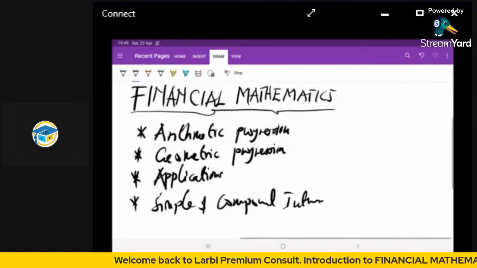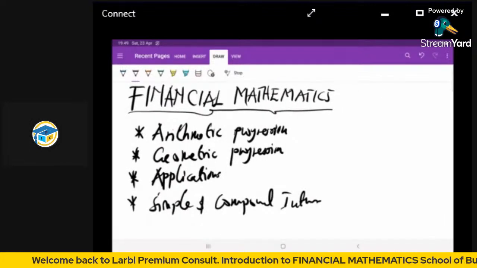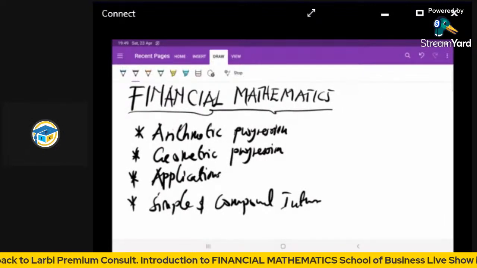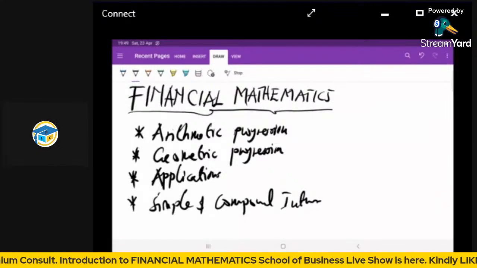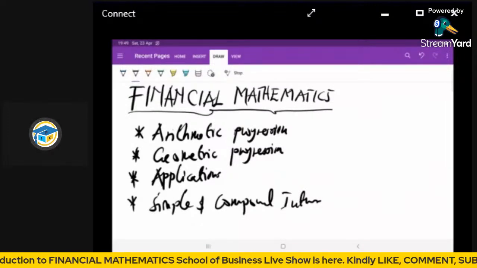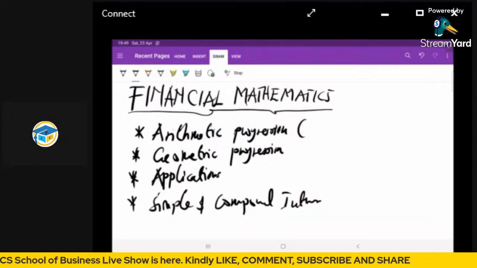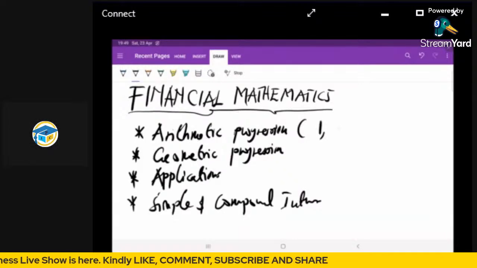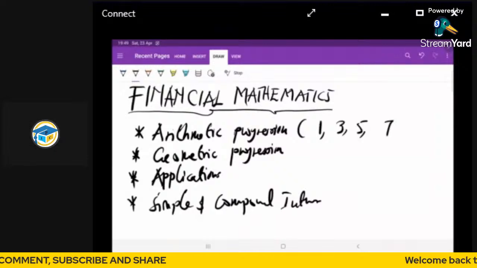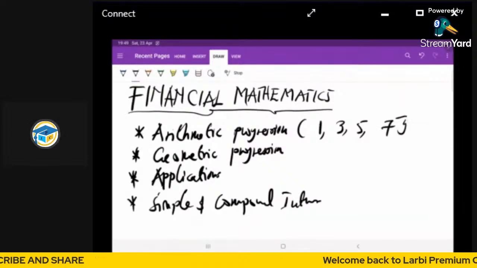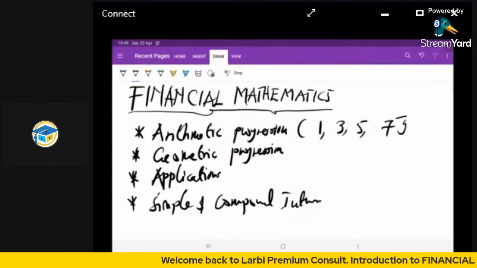So let's start with arithmetic progression. What is an arithmetic progression? Let's say I have numbers like one, three, five, seven. You can clearly see that these numbers are arranged based on a certain pattern.